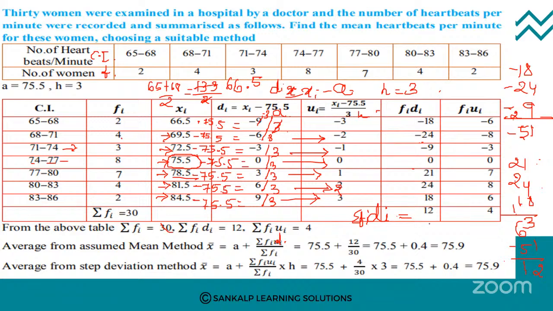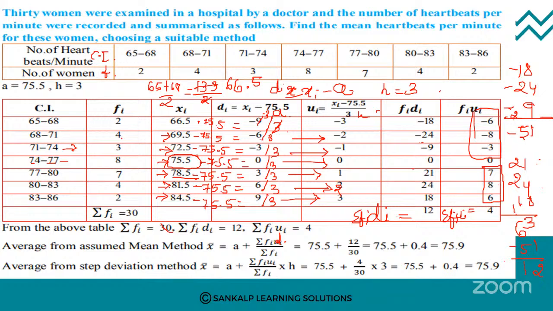Like that, sigma Fi ui is: first calculate these three values and then calculate these three values, then subtract this from this, you will get 4. So sigma Fi ui value is 4.